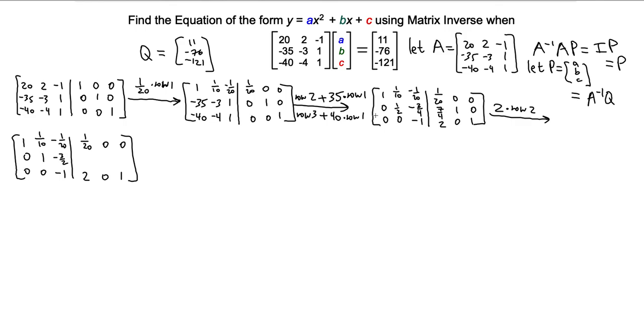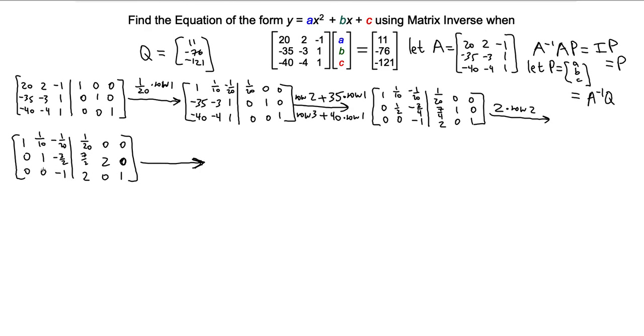Twice 7/4 gives you 7/2, right? And this 1 times 2 is just 2. 0 times 2 is still 0, right? So far this is what we get. Now what's going to be next? Let's notice what's going to be next.